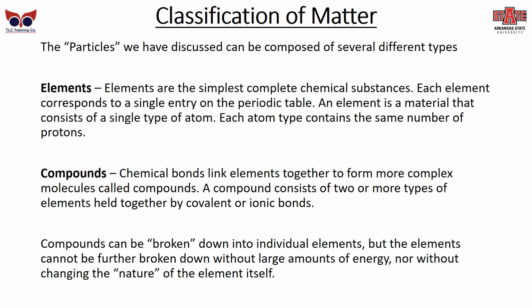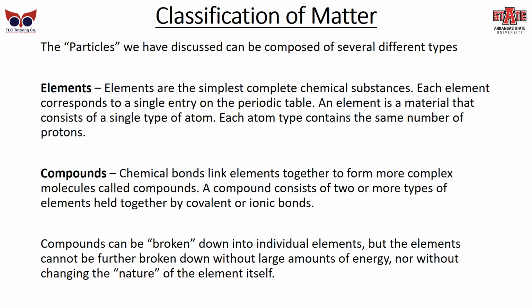Each element corresponds to a single entry on the periodic table, which we'll get into shortly. An element is a material that consists of just a single type of atom, and every atom type has the same number of protons. So every atom of carbon has the same number of protons. That's how you know it's carbon.